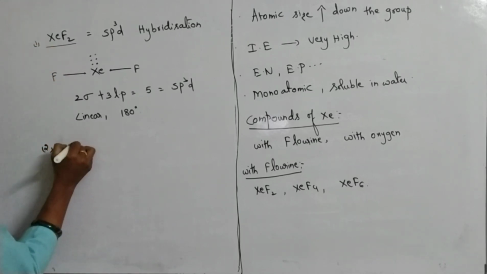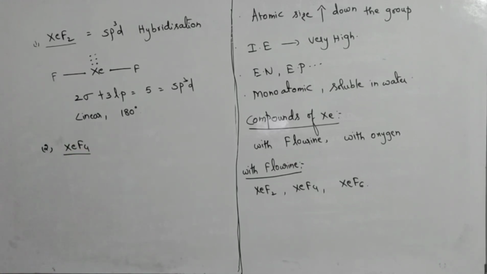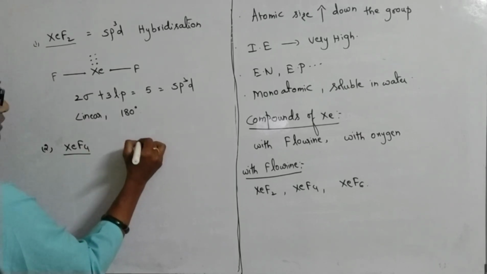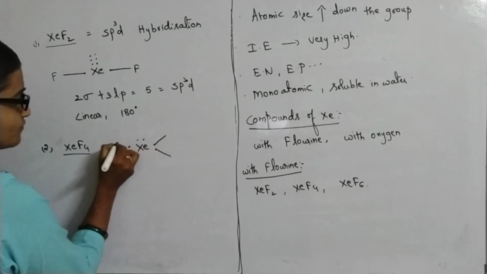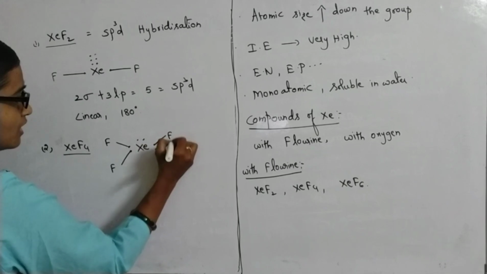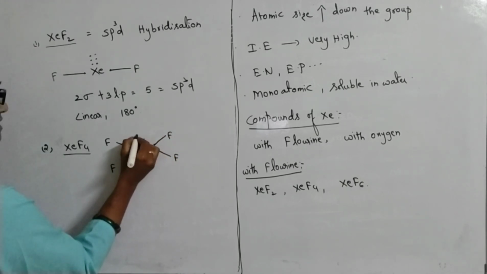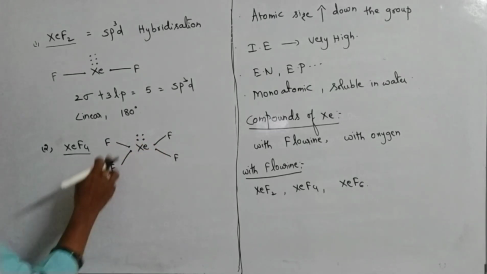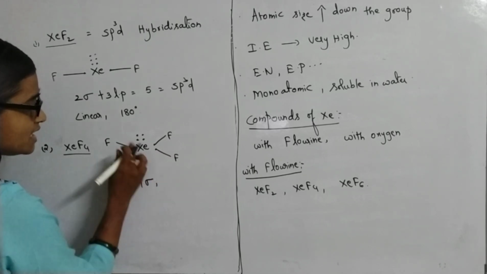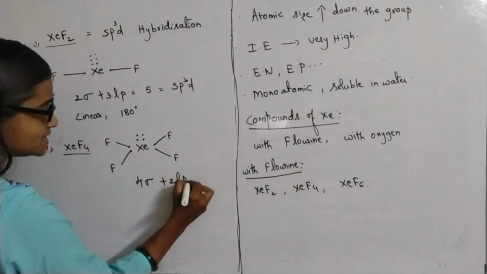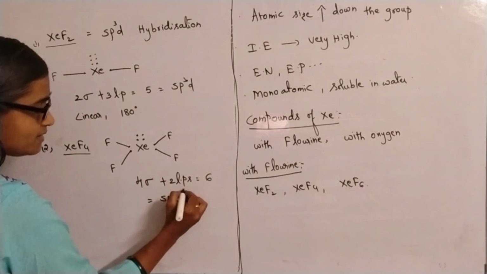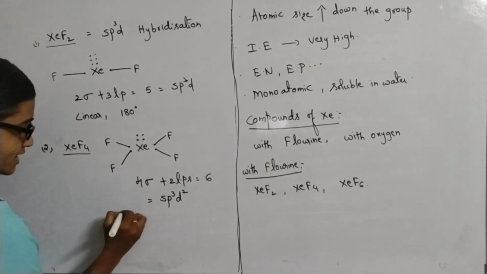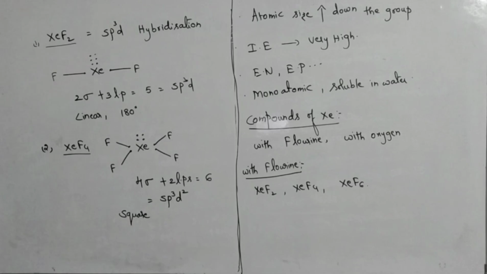Same like that if you go for XeF4, look at the structure. Xenon has 8 valence electrons. With 4 of them it forms 4 bonds with the 4 fluorines. So how many electrons are left over here? 1, 2, 3, 4, 5, 6, 7, 8. 2 electron pairs are left over. That means it is forming 4 sigma bonds and 2 lone pairs. So 4 plus 2 is 6. If it is 6, the hybridization is sp3d2: 1s, 3p and 2d. And the shape of this molecule is square planar structure. Square planar structure, XeF4.